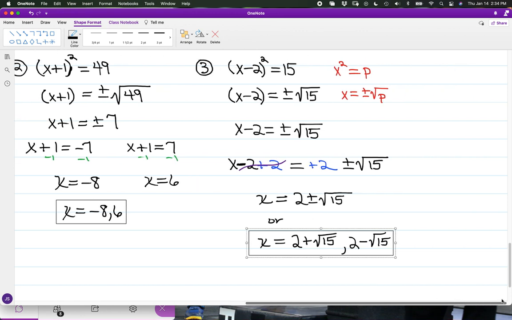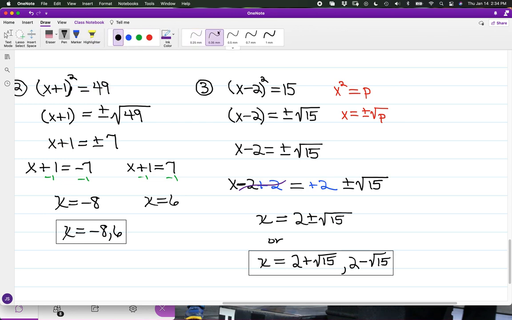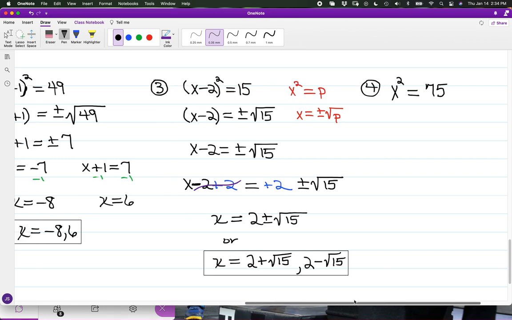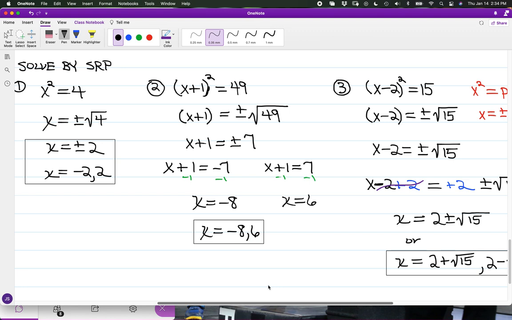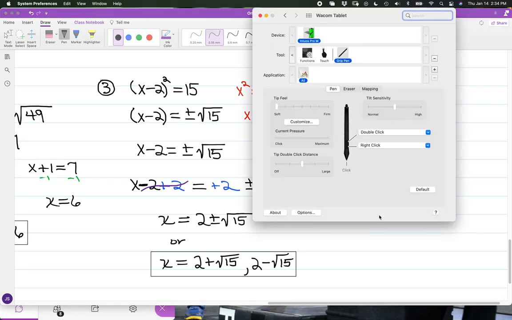Now with the other groups, I did not put this up yet, but let's say you have the square root property of equality. Let's say you have something like x squared is equal to 75, kind of like x squared is equal to 4. If I go from x squared to x, x would be plus or minus the square root of 75.